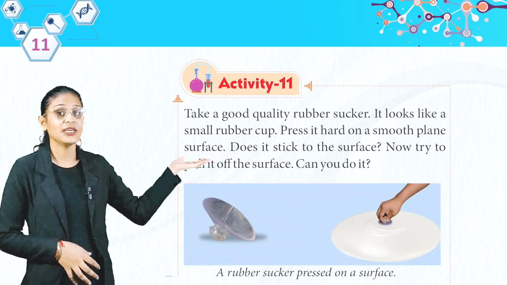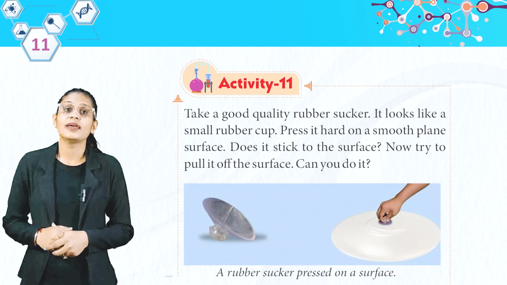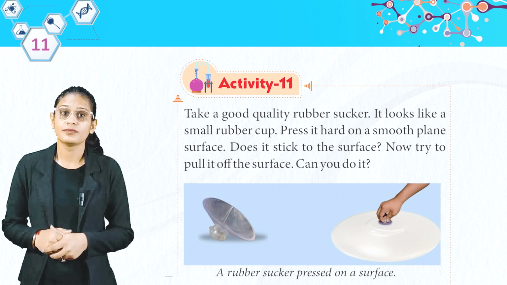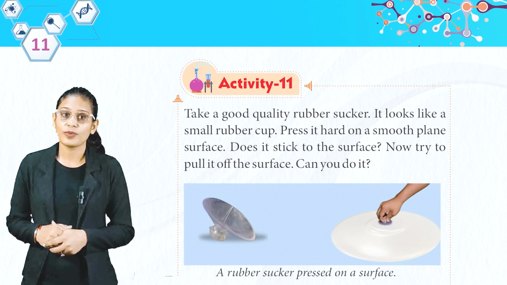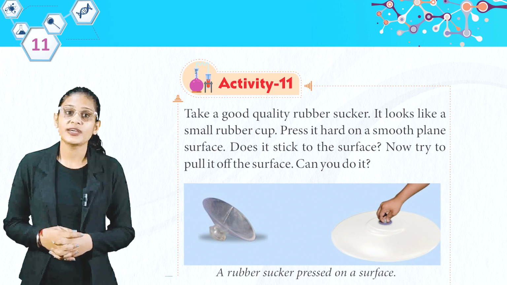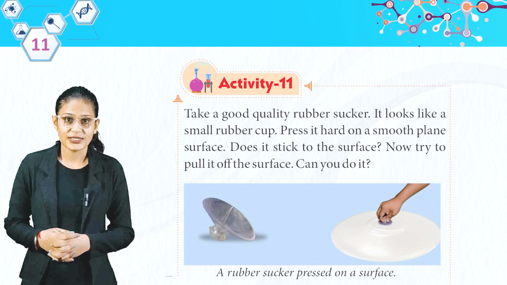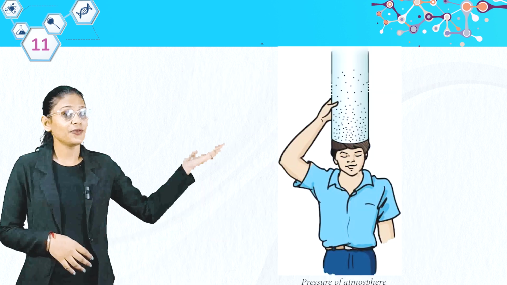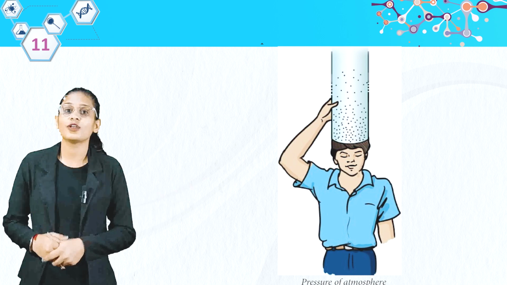Here we have an activity 11. Take a good quality rubber shaker. It looks like a small rubber cup. Press it hard on a smooth plain surface. Does it stick to the surface? Now try to pull it out of the surface. Can you do it? Look at the picture. A rubber shaker pressed on a surface. Again we have a picture, pressure of atmosphere on your head.